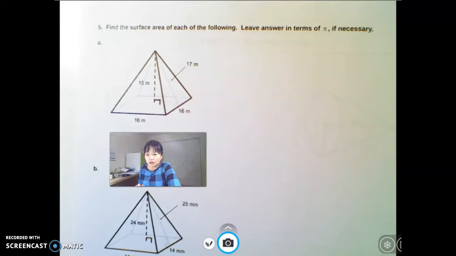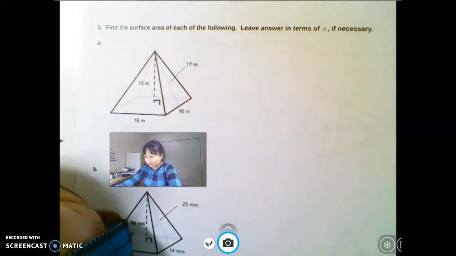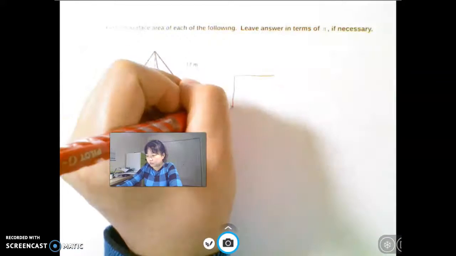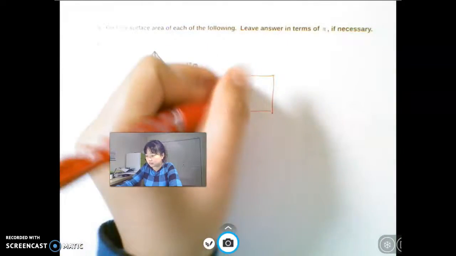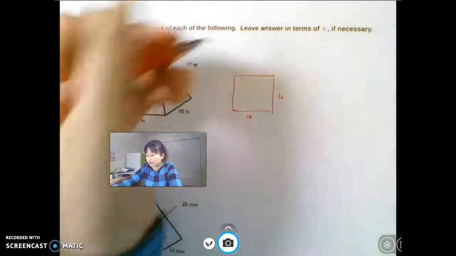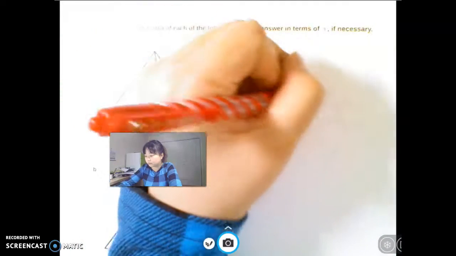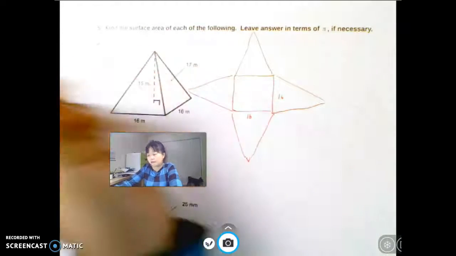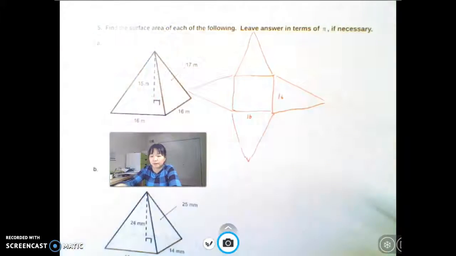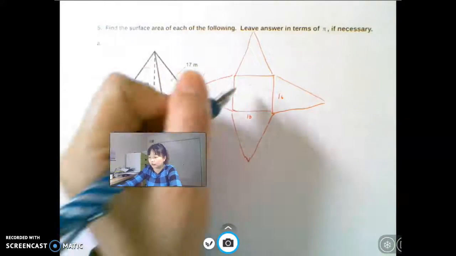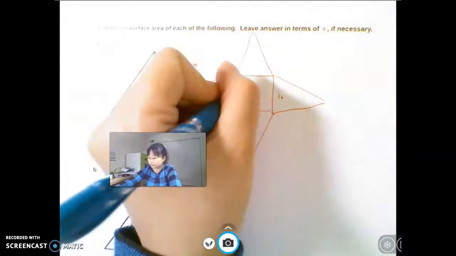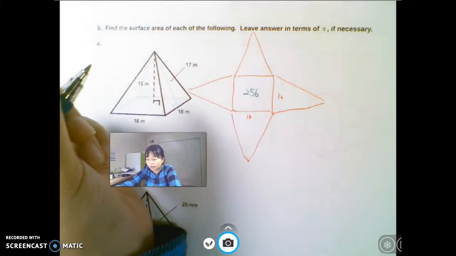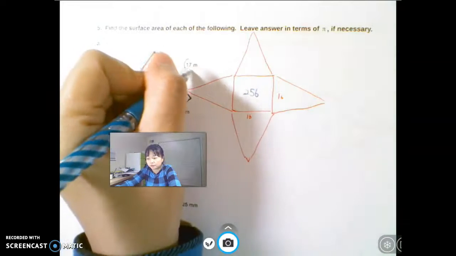So for a square-based pyramid, if you were to open it up, which I will show you in class tomorrow, you're going to have a base, which is a square at the bottom, 16 by 16 for this case. Then you're going to have 4 triangles on top of this. So it will have 5 faces total. The area at the bottom will be, of course, 16 by 16, which is 256.